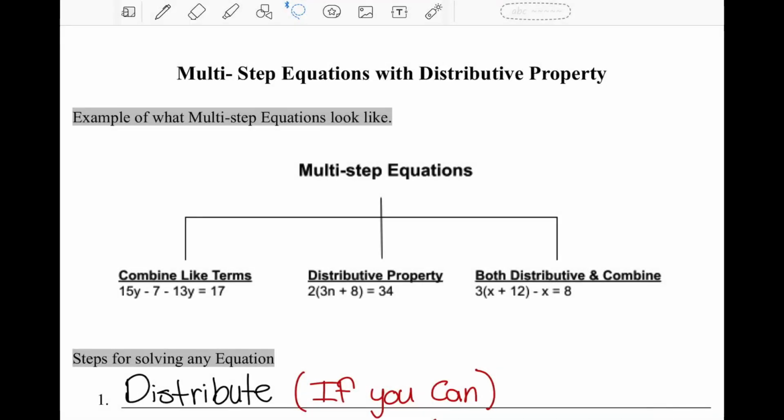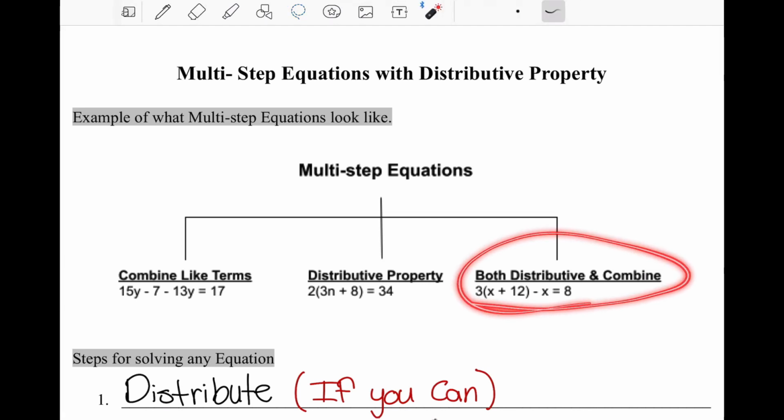Alright guys, so with today's set of notes, what we're going to focus on is multi-step equations with distributive property. Before we go into the steps and how to solve, let's look at these examples. With multi-step equations, there's a lot to it. We've got combining like terms, we've got distributive property, and then we're also going to have equations that have both. For us today, our main focus is going to be equations that have both, okay?